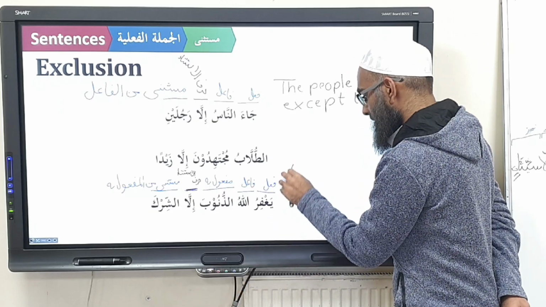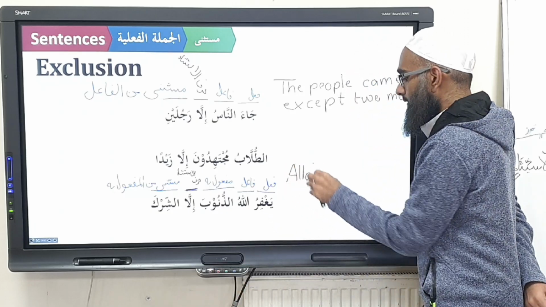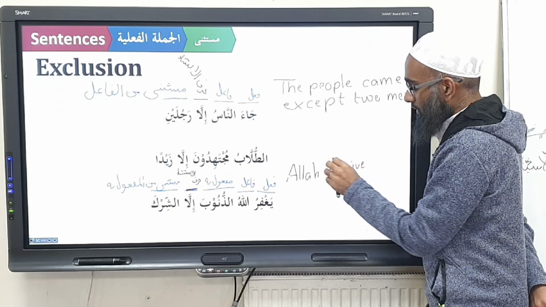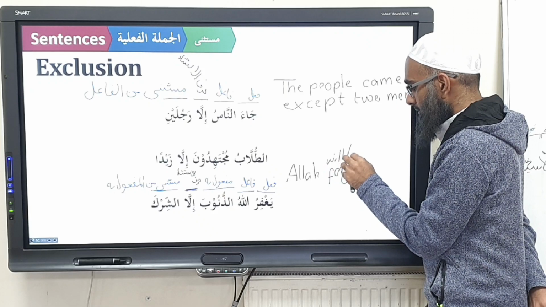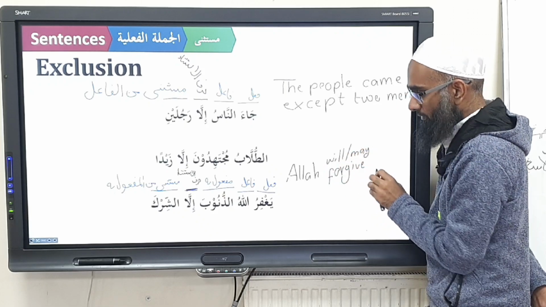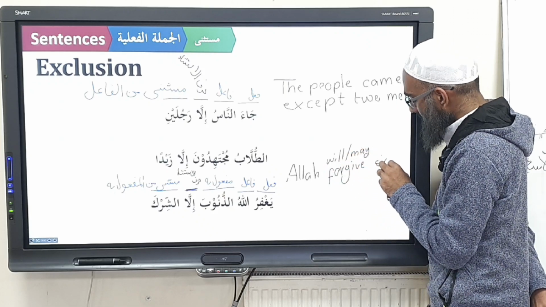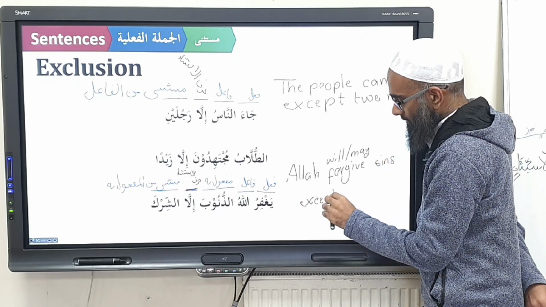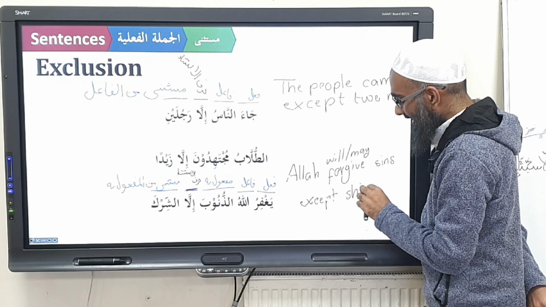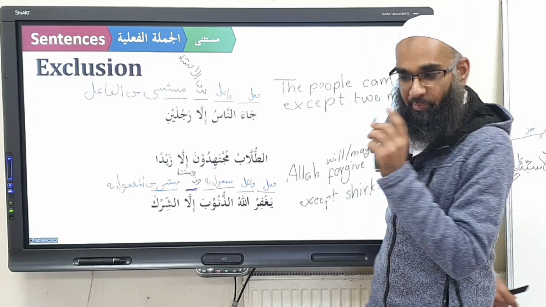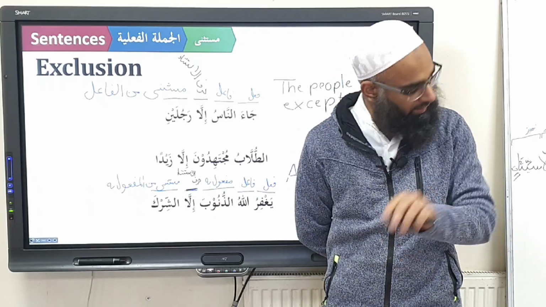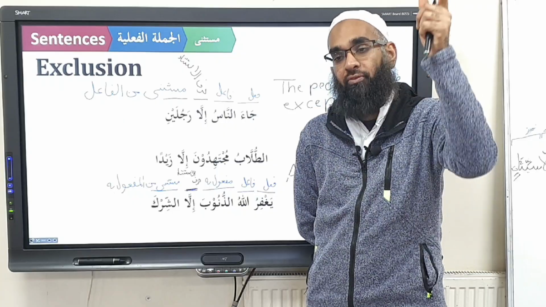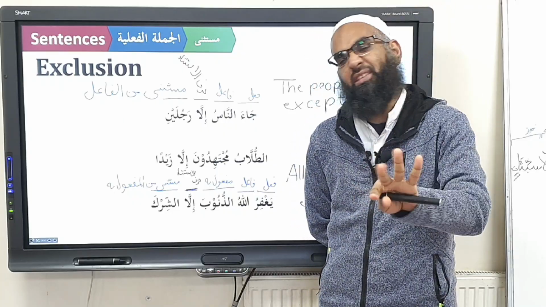Translation? Allah forgives, or you say Allah will, or you say may. Yeah, may forgive sins except shirk. Meaning in the hereafter. If a person does shirk in the dunya and does tawbah, Allah will still accept tawbah. It means if you die with shirk, Allah won't forgive that in the hereafter. If you die and commit any other sin, Allah may forgive any sin.